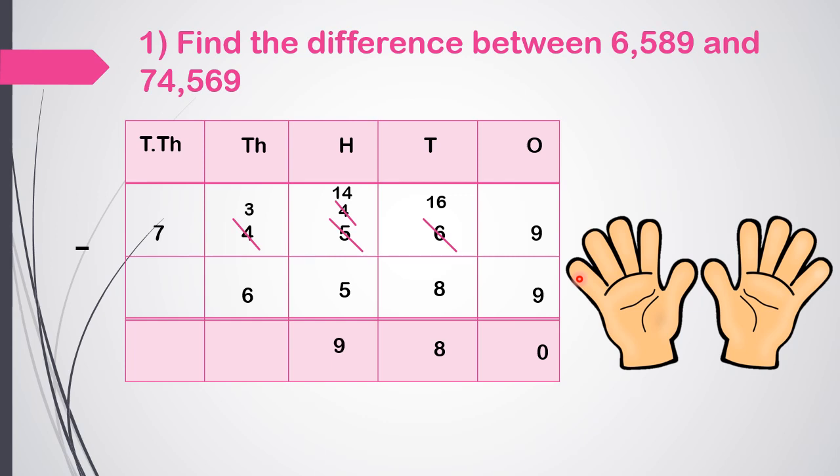If you can do it in your mind, like mental maths, you can do it. Otherwise, you can use your hands, you can use your fingers. Now, next column, thousands column, 3 minus 6. Can we subtract 6 from 3? No. Then we have to borrow from the previous number. So 7 becomes 6. Then here 3 becomes 13. 10 plus 3, 13. So 13 minus 6.